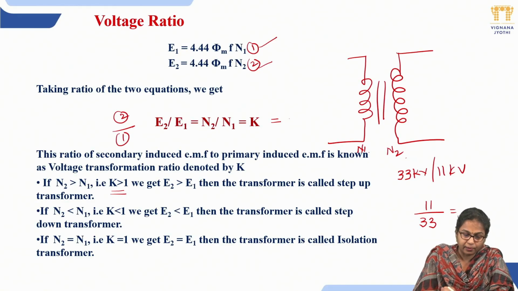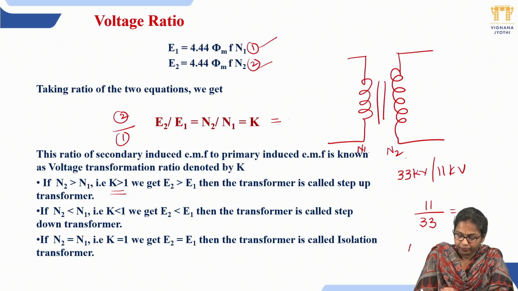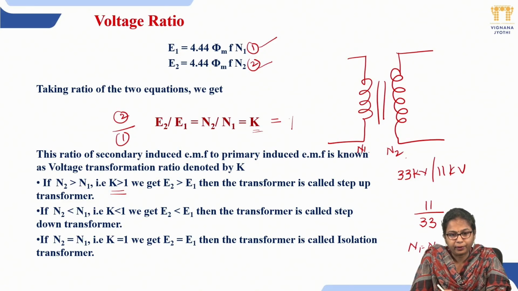And the third case is when the number of turns on primary matches the number of turns on secondary. N1 and N2 are equal. In such a case, the transformation value K will be equal to 1, and that type of transformer is said to be an isolation transformer, whose ratio is 1:1. So depending upon the value of K, we can decide whether the transformer is a step-up transformer, a step-down transformer, or an isolation transformer.